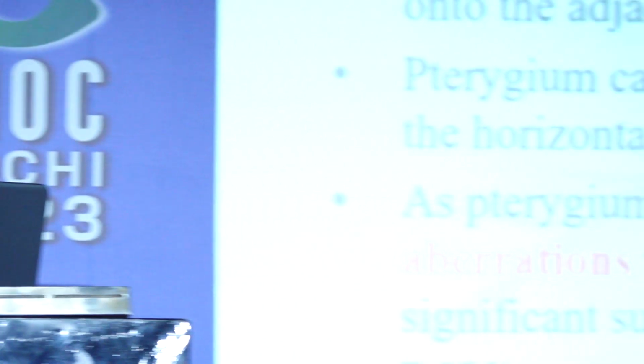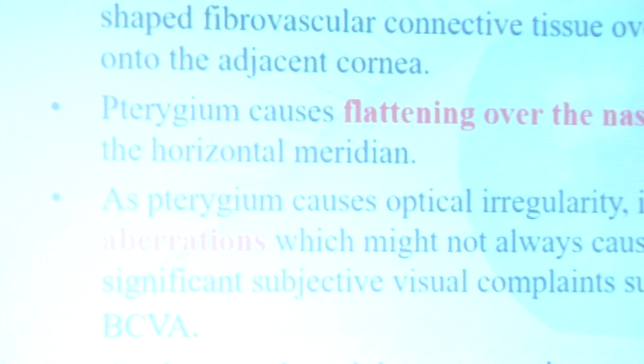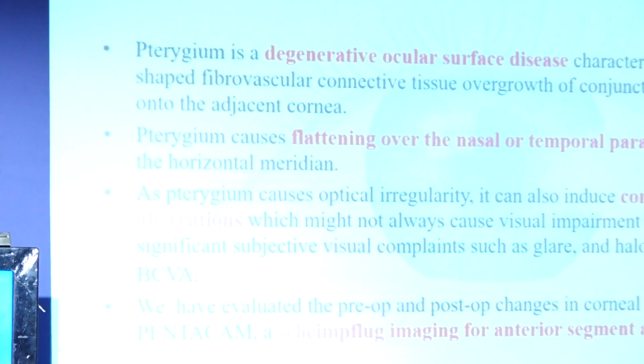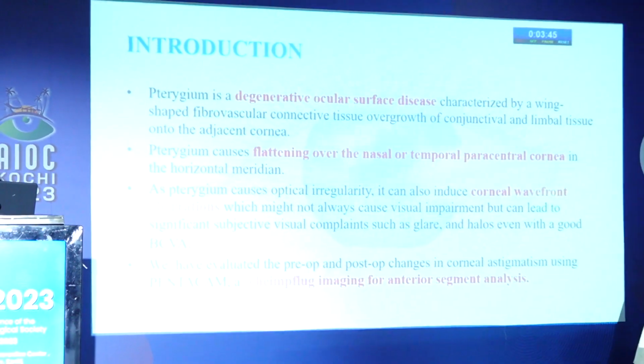Good afternoon, everyone. I'm here to present our study on corneal topographic changes before and after pterygium surgery using corneal tomography. Pterygium is a degenerative ocular surface disease characterized by a wing-shaped fibrovascular connective tissue overgrowth of conjunctival and limbal tissue onto the adjacent cornea.